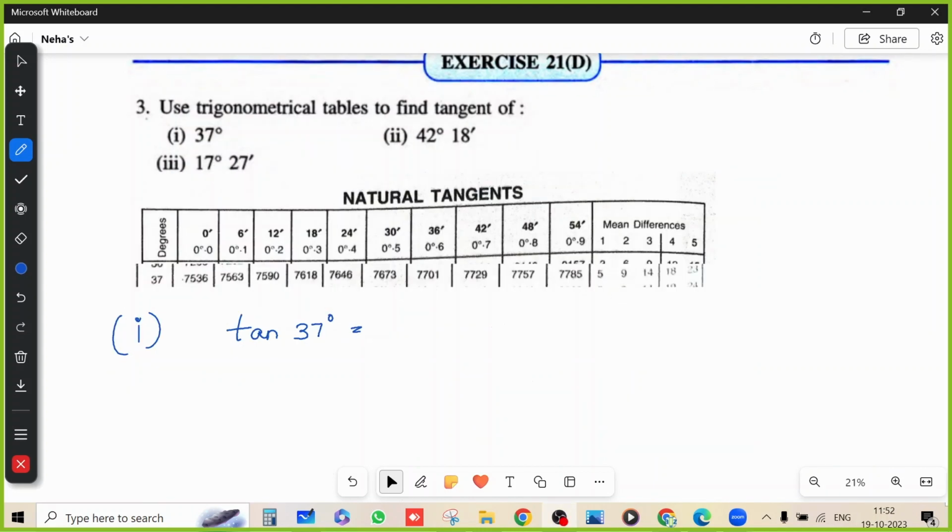The first part of question 3 is to find the value of tangent. So we will refer to the table of natural tangent. The value of tan 37 degree is given as 0.753.